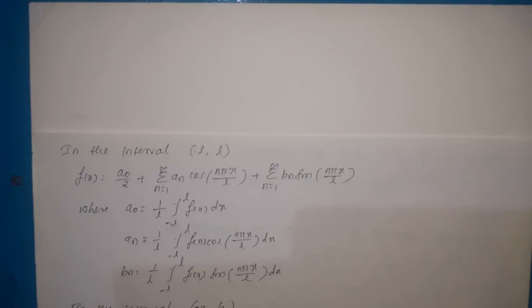So if randomly an interval is given, suppose we have to expand the function f of x in the interval a to b, where a and b are any two real numbers, then how to write the Fourier series? Because we know only the Fourier series having the period 2L, meaning the function must be defined in the interval a to a plus 2L or minus L to L, or 0 to 2 pi or minus pi to pi. If randomly it is given, suppose the function is defined in the interval 1 to 2, then how to write the Fourier series for that function?